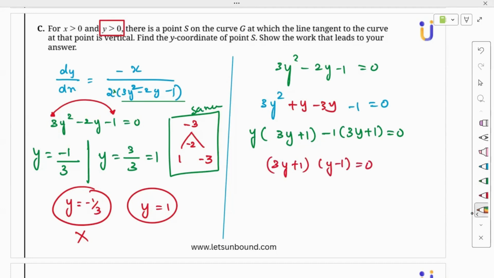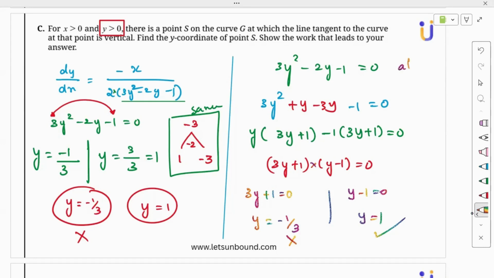That's it. If the product of two things is 0, any one of them should be 0. So 3y plus 1 is 0 will fetch you y is negative 1/3. y minus 1 is 0 will fetch you y is 1. Again, you will dismiss this due to the restriction and we will take this.